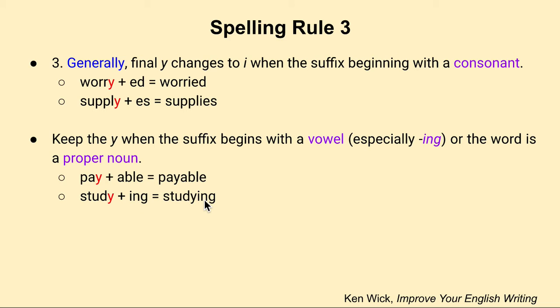You just never change it. You're never going to have a double I. So study plus -ing, studying: you just keep the Y, add the ending. Or you have May, a proper noun, then you add S, which is this situation here. So that is spelling rule number 3.